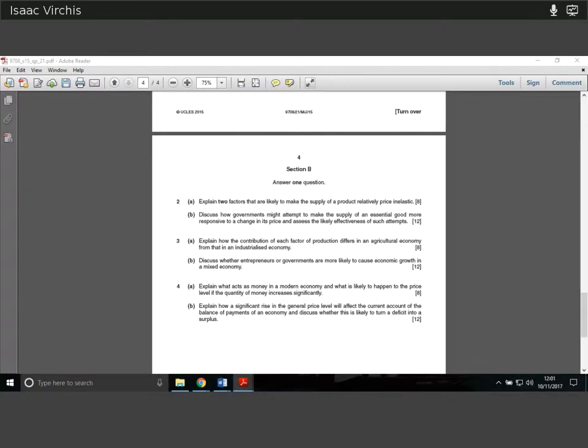Well, one of them is buffer stocks. So you have to make sure there's stocks during shortages. You make companies put some of their stock away so that they're able to rely on that when there's problems.